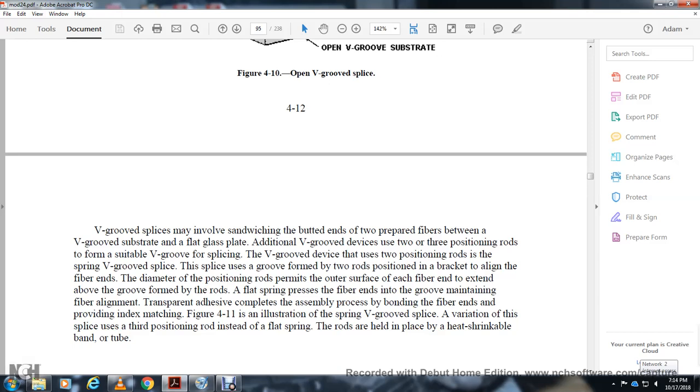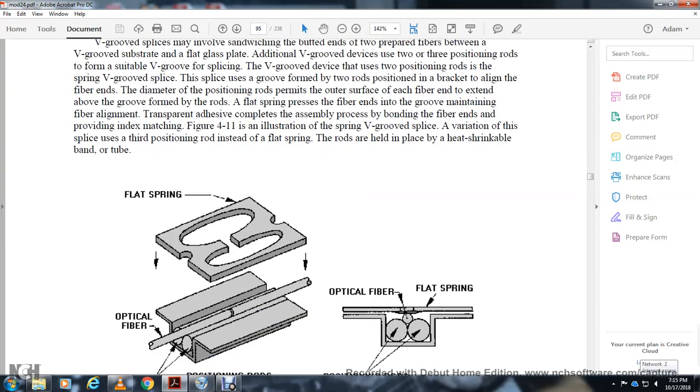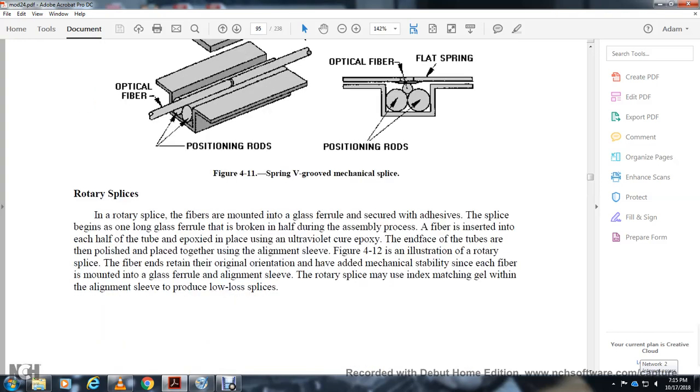To complete the assembly, the fiber ends are bonded, providing index matching. Figure 4.11 illustrates the spring V groove splice with a variation of the splice with the position rod inserted instead of a flat spring. The rods are held in place with heat shrink tube. Labels: flat spring, optical fiber, positioning rods, rotary splices.